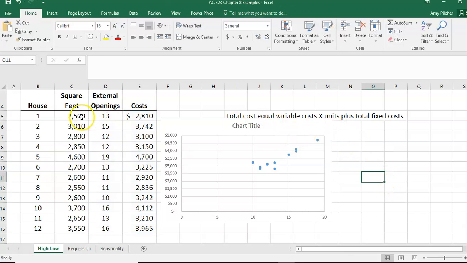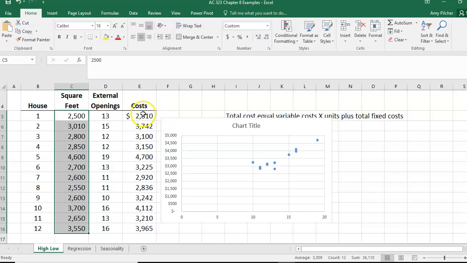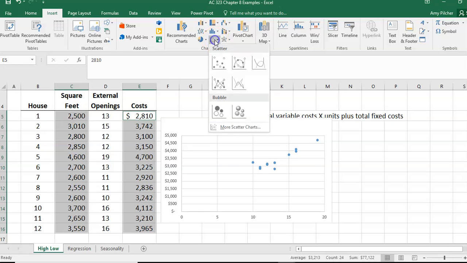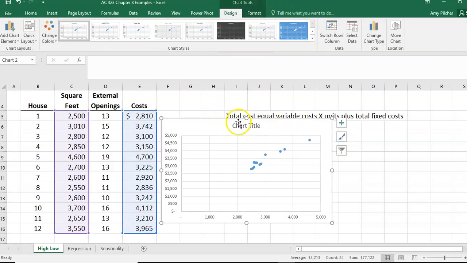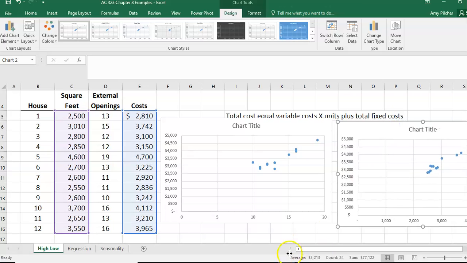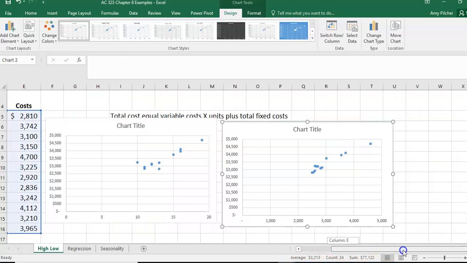So now we want to look at square feet versus costs. We select that information and insert our scatter plot. And we can move those side by side and look at them. This information is more linear. We can draw a line at what our costs are with the square footage. So looking at these two graphs, I would say that square footage has the better relationship between the choice of two cost drivers if I was only going to select one of them.